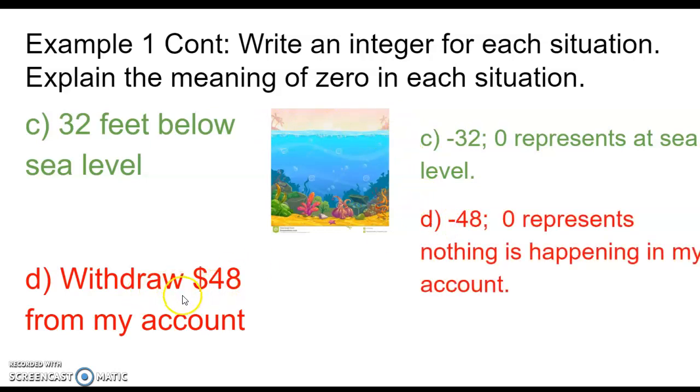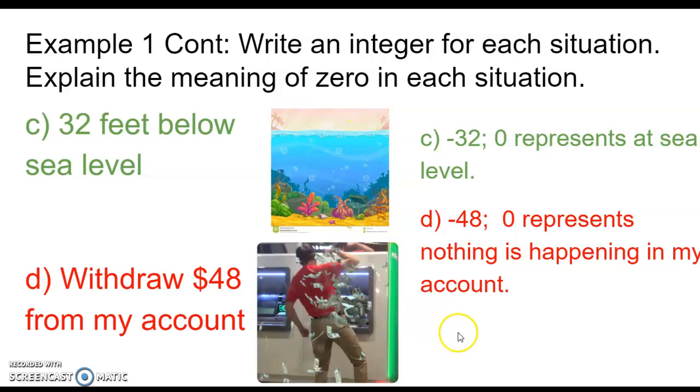And then for withdrawal, that means to take money out of your account. That's just a bank term you guys are going to have to get familiar with. So negative 48 would be how you would say a withdrawal of $48. You're taking it out, so we consider it negative 48. And 0 in this situation would represent nothing is happening in my bank account. So it didn't go up or down. That's what 0 would represent. In sea level, 0 represents just being right here at sea level.